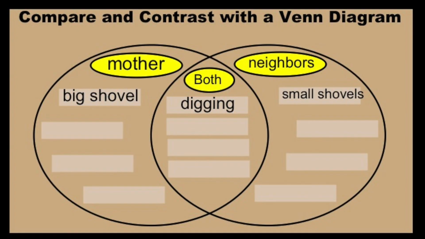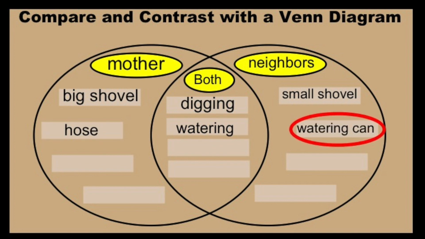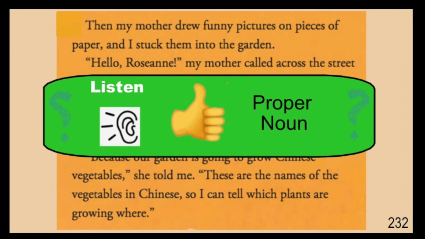Very good. Both the mother and the neighbors are watering their gardens, but the mother is using a hose and the neighbors are using a watering can. As you listen to the next page, I'd like you to give me a thumbs up if you notice any proper nouns.